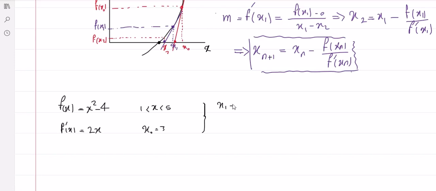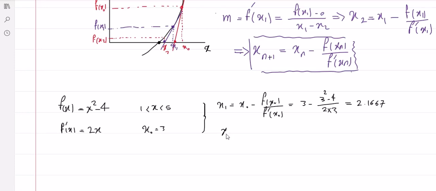So x1 based off the formula would be equal to x0 minus f of x0 over f prime of x0, which would be equal to 3 minus, substituting the 3 value in the equation, 3 squared minus 4 divided by f prime of x0, which would be 2 times 3, which would get us to x1 equal to 2.1667.